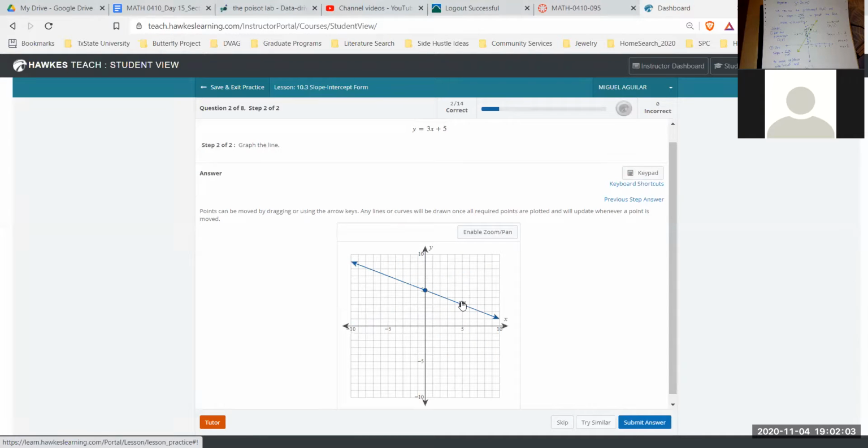But we need to figure out where to drag this to, and I said that we can use the slope to say that we need to start at this first point at the 5 and then go up 3 over 1, and that should be the line that we're working with there.